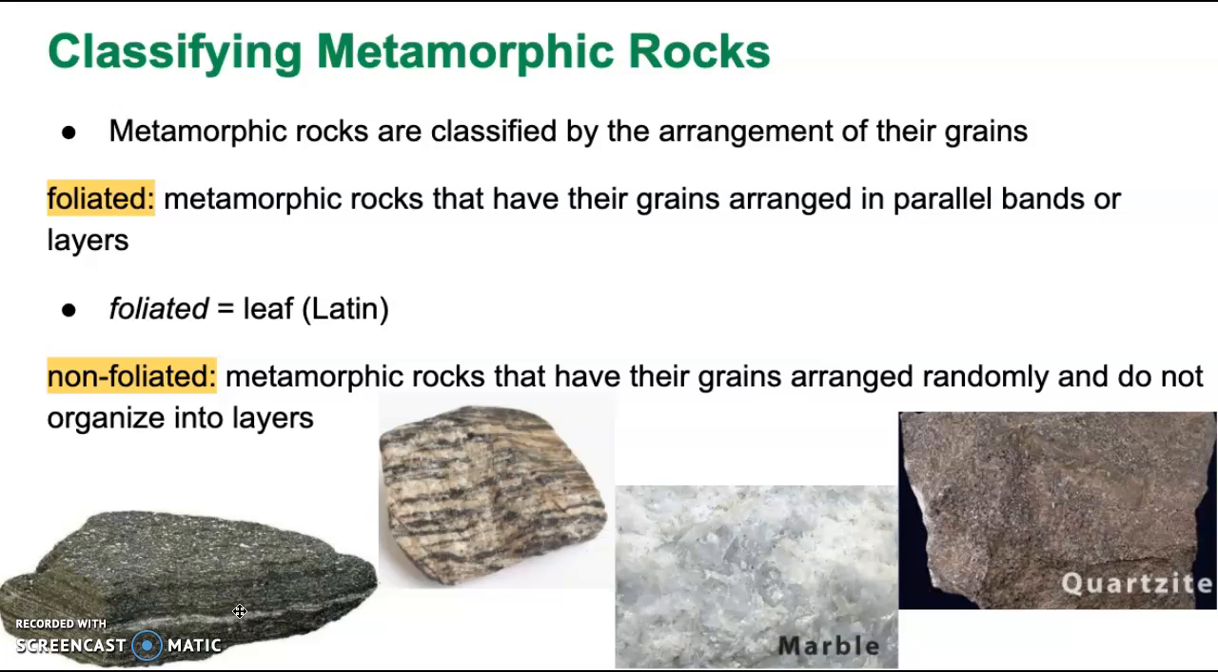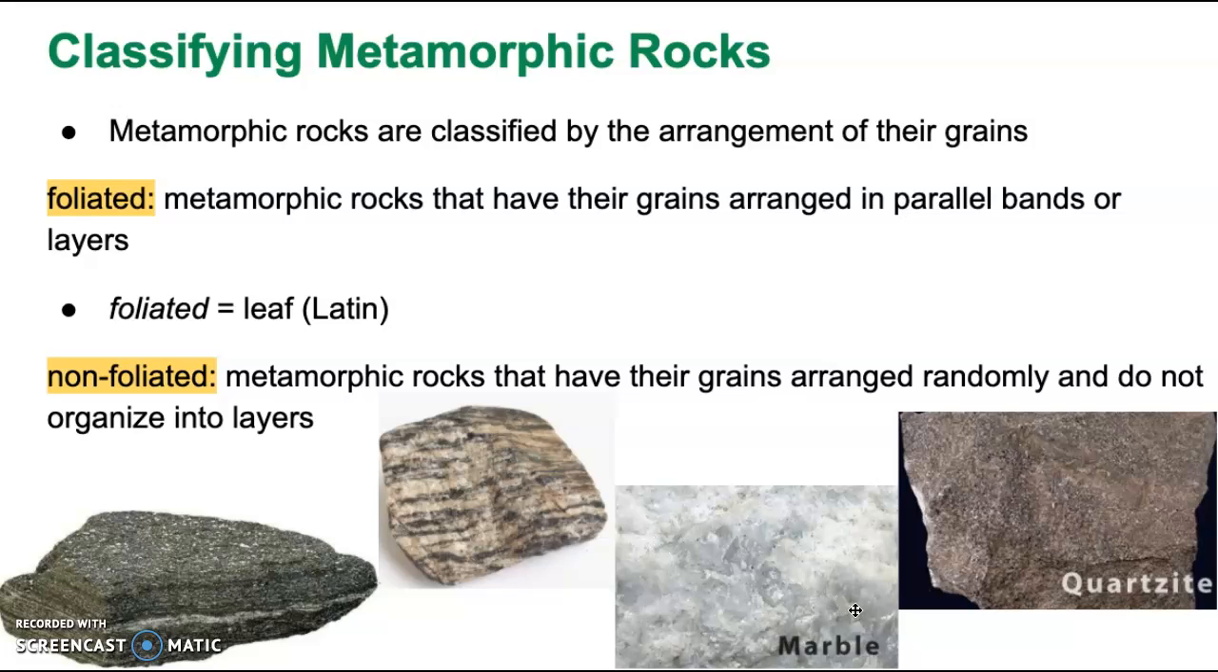So these two rock examples on the left-hand side of your screen have their grains arranged in bands. In this example, this is schist. It's a little bit harder to see those grains, but they're there, the light and the dark. And in this example, same thing. Notice that we have light and dark, thicker bands, so they're a little bit easier to see.